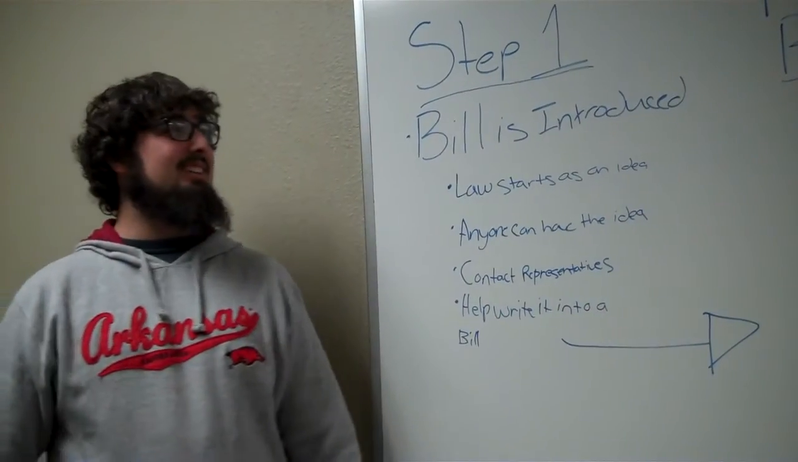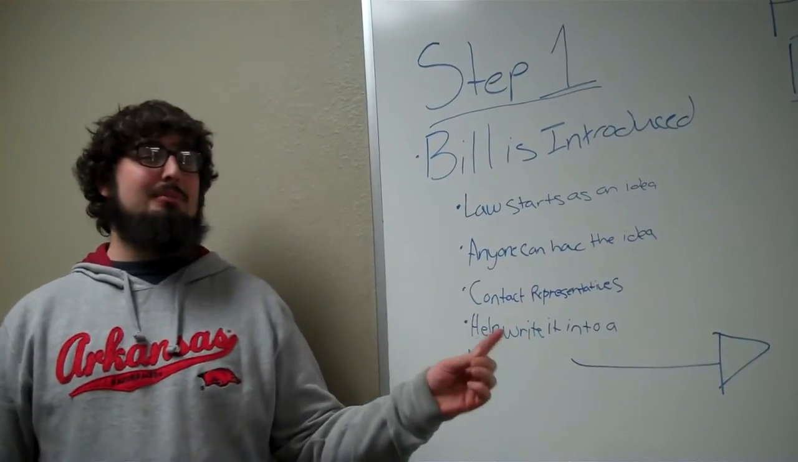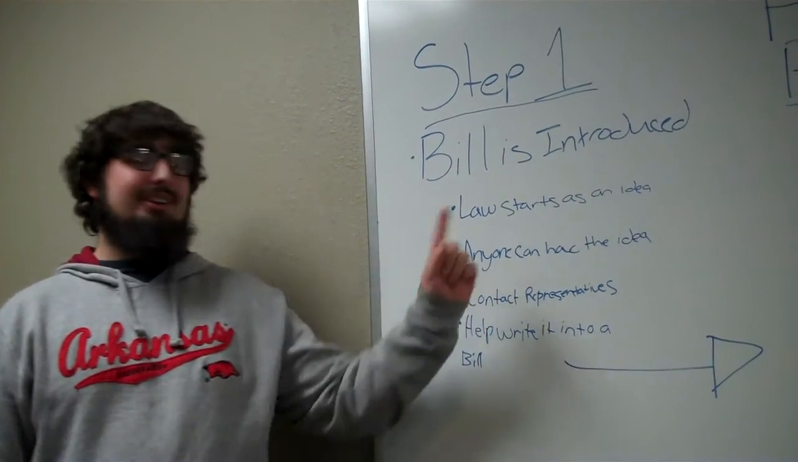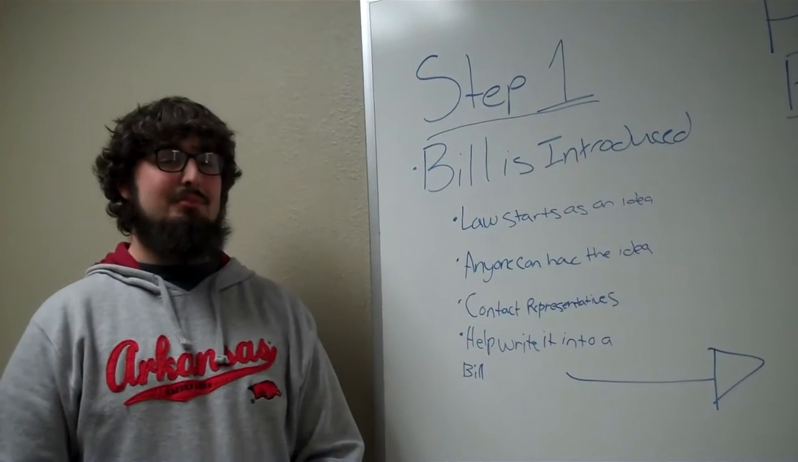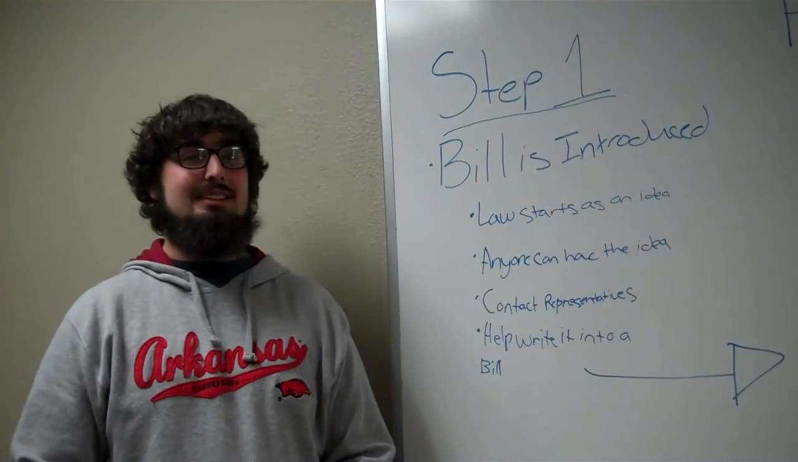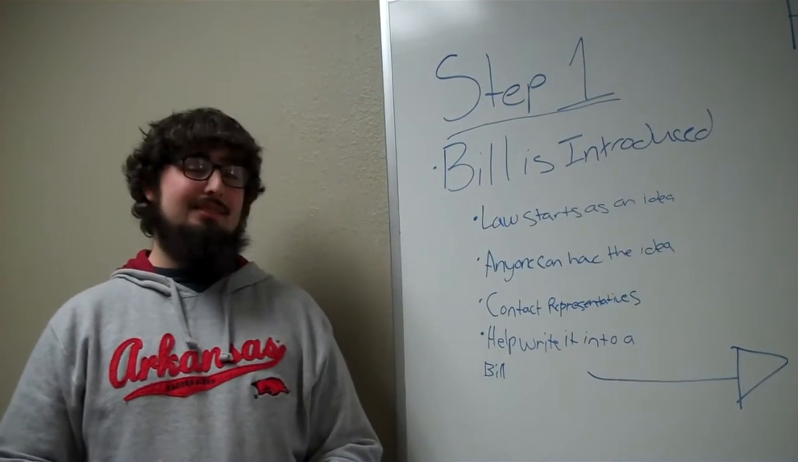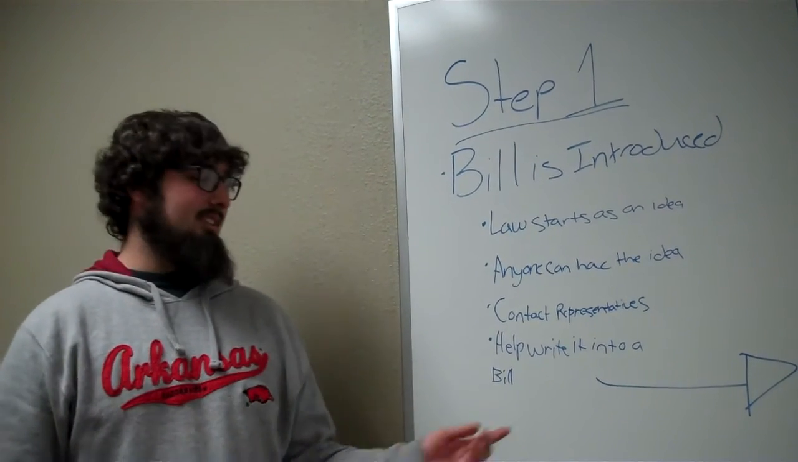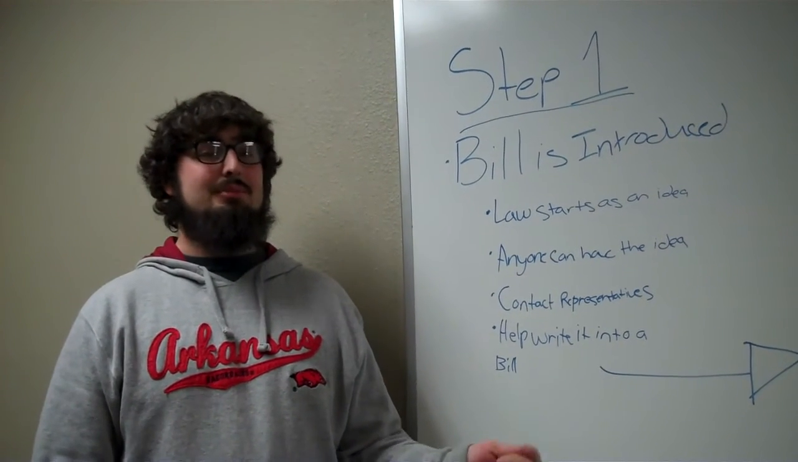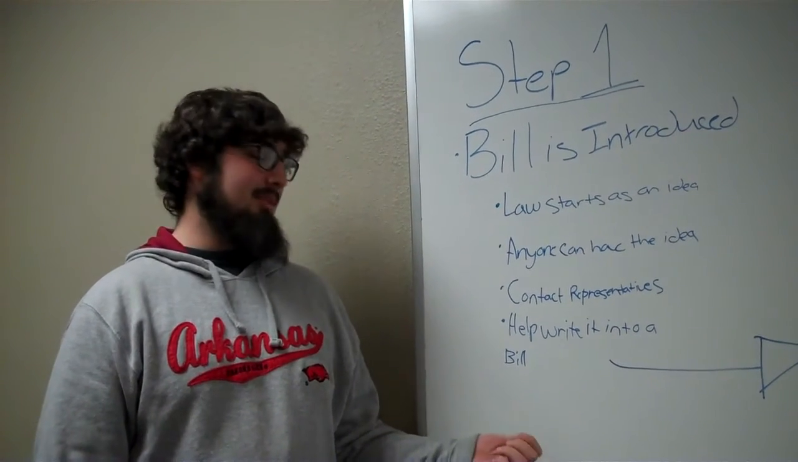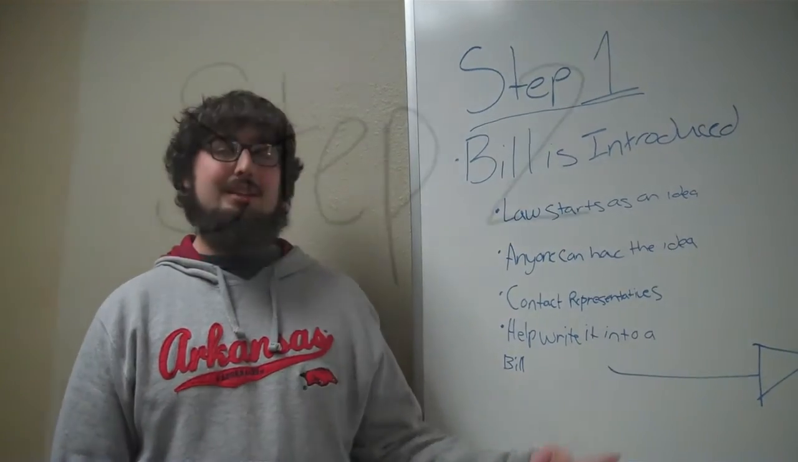Okay students, this is step one on how a bill becomes a law. First, the bill has to be introduced. An idea has to form in somebody's head. Anybody can have this idea, and after they have this idea they can contact their representative, and then the representative will help you write the bill, and then it'll be sent to a committee.